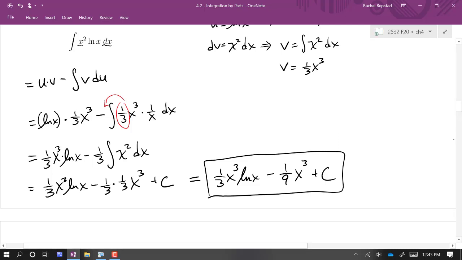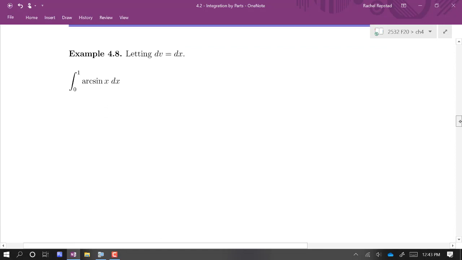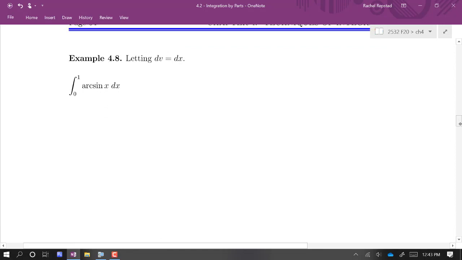Okay, let's try another one. This integral, we want to integrate arc sine x dx. So a couple of things. One, we can see that we're finding a definite integral. We've got limits there. I'm going to approach it just by finding the indefinite integral first. Once I have that, I'll know what to put my limits on. Also, the other thing you might notice is it doesn't even look like a product. We've just got one factor, arc sine x.